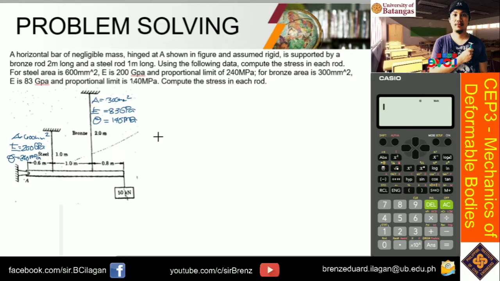So again, ano nga yung first step natin? Diba, gagawa tayo ng free body diagram in order to make an equation for the unknowns. Okay? So guys, kapag pinutol mo tong steel rod at saka yung bronze rod, ito yung makikita mo. Palitan ko lang yung kulay ng marker, gawin natin green. So diba, pag pinutol mo siya, ito yung lalabas sa'yo. So meron ka ditong P steel or the force acting at the steel rod, and here you have P bronze. So dito meron kang 50 kN.